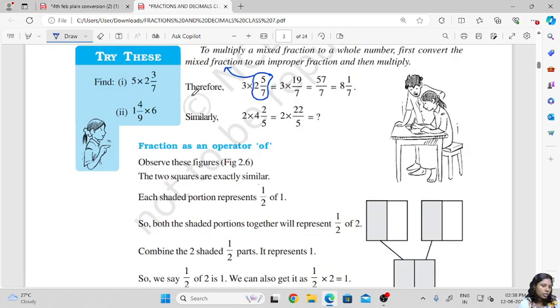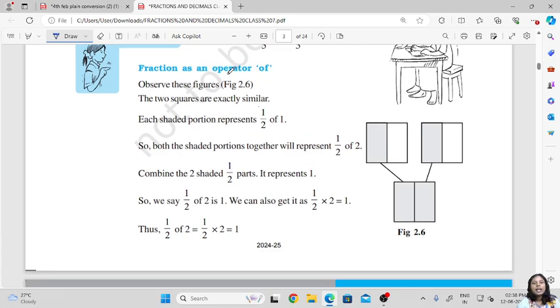Okay. So let's move ahead now. Fraction as an operator of. So now what they are saying here. The two squares are exactly similar. Each shaded portion represents half of one. So this whole is one square, and only one part of it is shaded. So this is 1 and this is 2. So it has two parts. As a whole, it is 1. So it will be 1 upon 2 of 1 here.